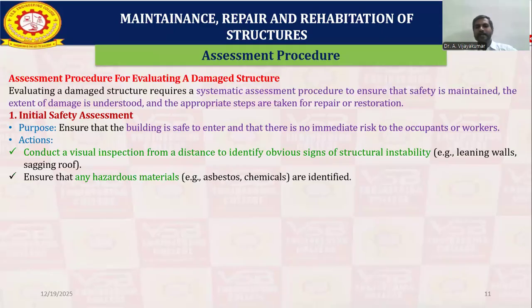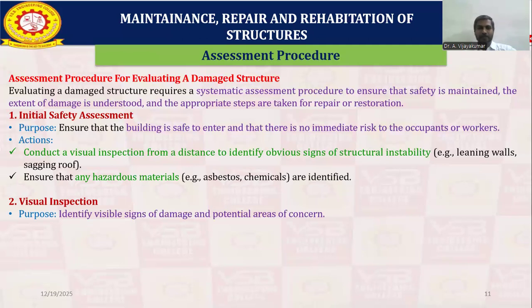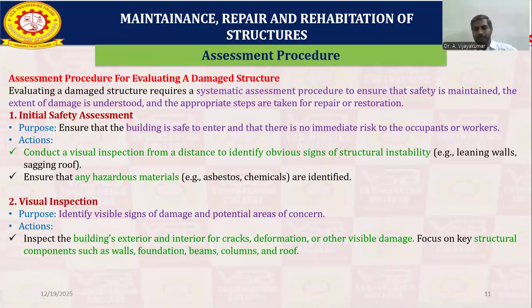To ensure that any hazardous materials such as asbestos or chemicals are identified, we need to check whether hazardous materials are available. Once the initial safety assessment is over, we do a visual inspection with the naked eye to identify visible signs of damage or potential areas of concern. Check the building exterior and interior for cracks, deformation and other visible damage, and focus on the key structural components, exclusively the wall, beam, column and roof. These are the structural components we need to look at.